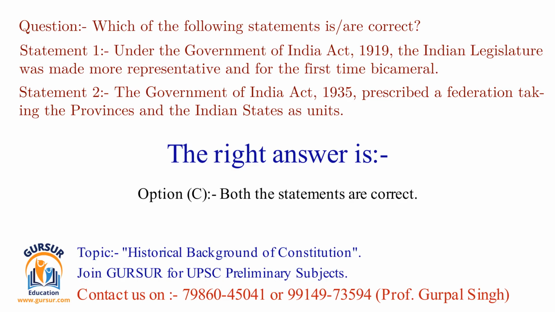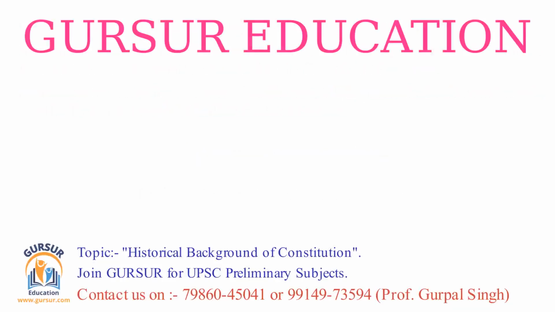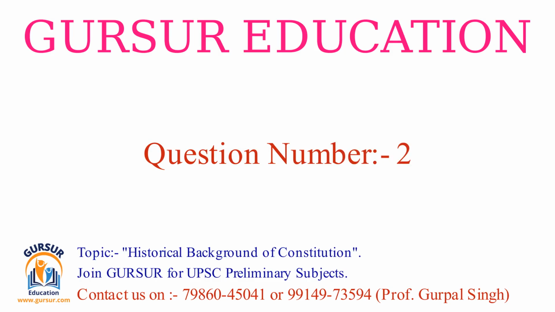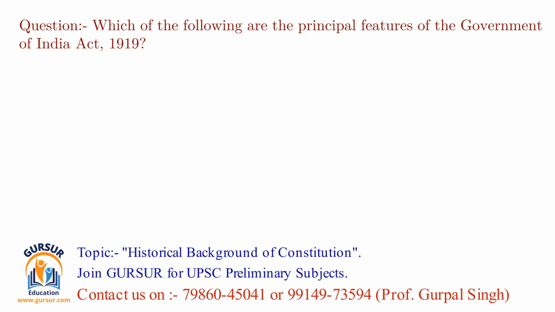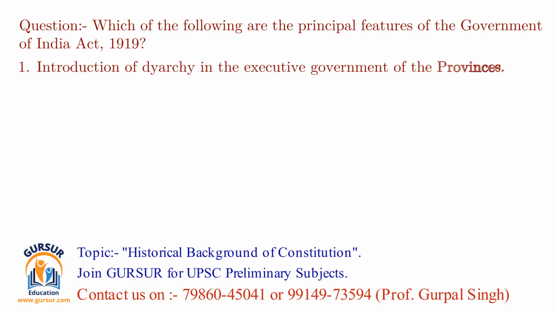So now we move next. The question number 2 is: which of the following are the principal features of Government of India Act 1919? 1. Introduction of diarchy in the executive government of the provinces.